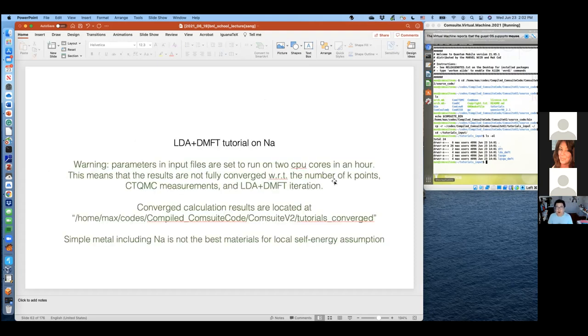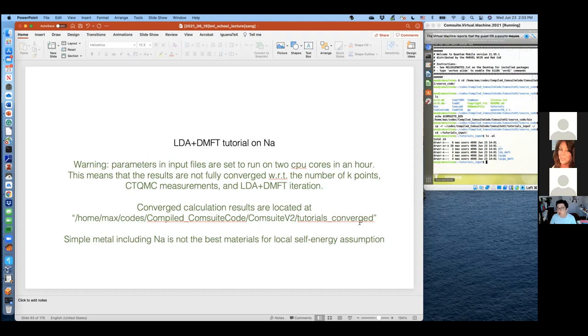Okay, so our first part is the LDA plus DMFT tutorial for sodium. Here, I stress that because we have limited computational resources, we are using a virtual machine on our laptops, so all the parameters for the calculation are set to run on two CPU cores in an hour. This means that once you run all the calculations, you will get a final result of some sort. However, it will not be fully converged in terms of the number of k-points, CTQMC measurements, and LDA plus DMFT full iterations. The converged calculation which I ran for you is located here. So in the tutorial session, when I visualize the final results, I will show you the results located here. If you are interested, go into this subdirectory and take a look at the final result.